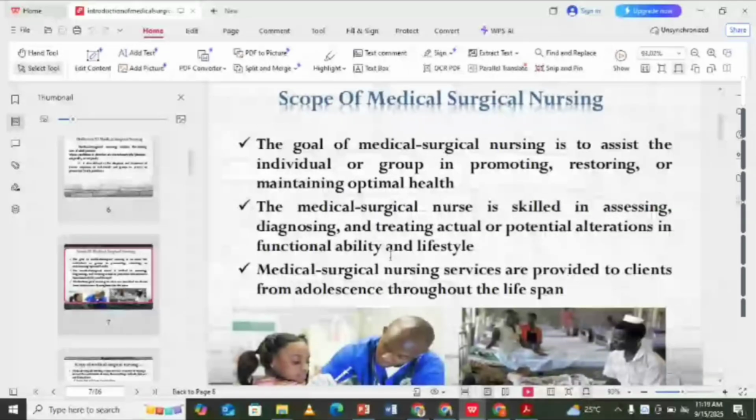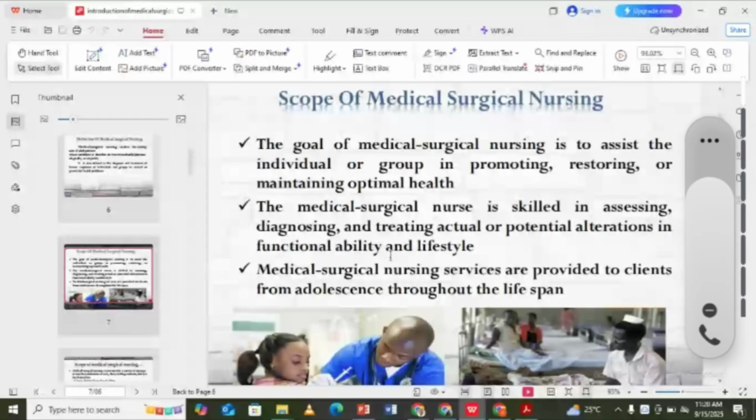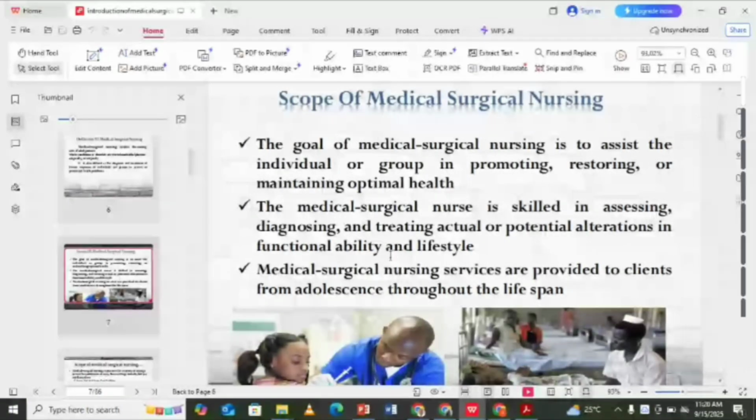That's why last week I mentioned that you need to go back and read on your nursing process, understand the nursing process, and not just understand the theoretical aspect of it, but utilize it in a practical setup. That's the only way you can succeed in managing patients within a medical surgical setup.